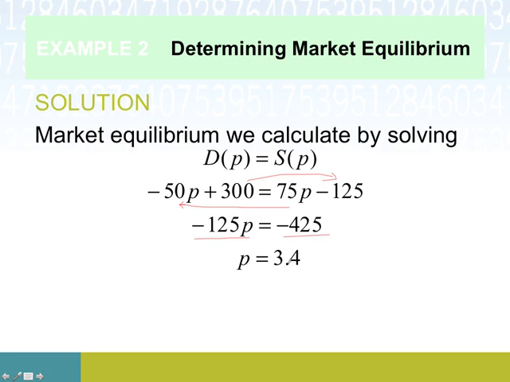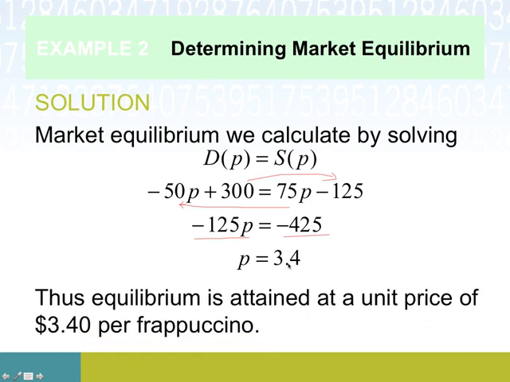And as usual, when these problems are stated with words to begin with, it's always polite to return to words at the end. So what we could say is that market equilibrium is found when we charge $3.40 for each Frappuccino. That's what p was, a unit price per Frappuccino. And we've accomplished all our goals.